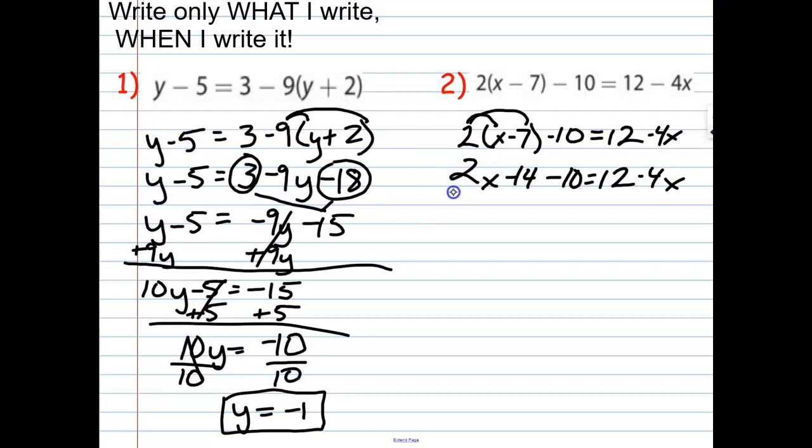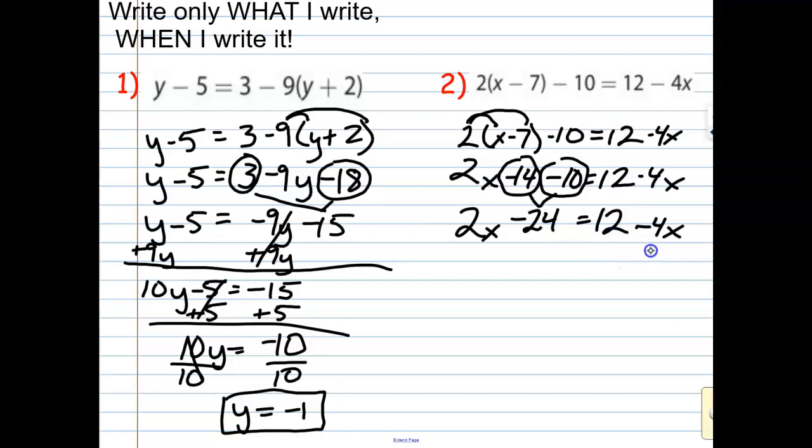Okay, step 2, I'm going to combine terms as I can. So I look here, and I got a couple constants I can put together. That makes negative 24. So again, circle to show that's what we're combining. Then I get 2x minus 24 equals 12 minus 4x.